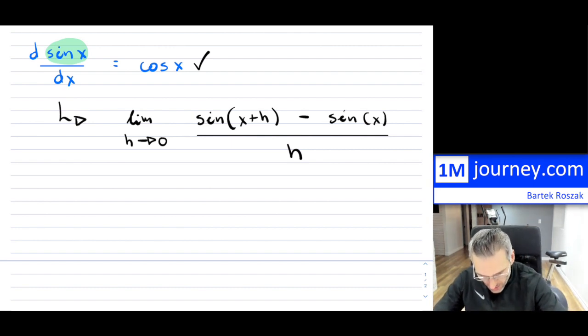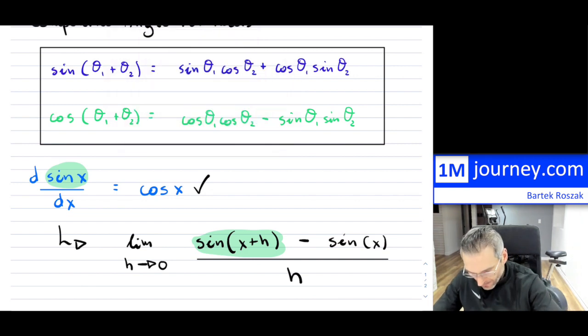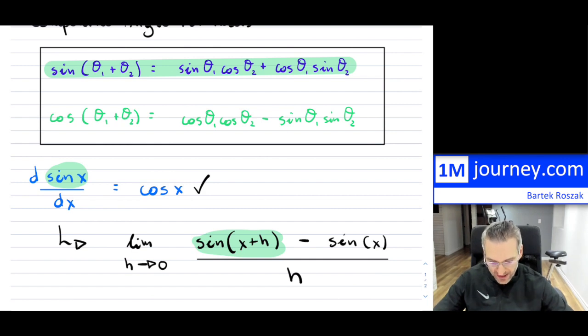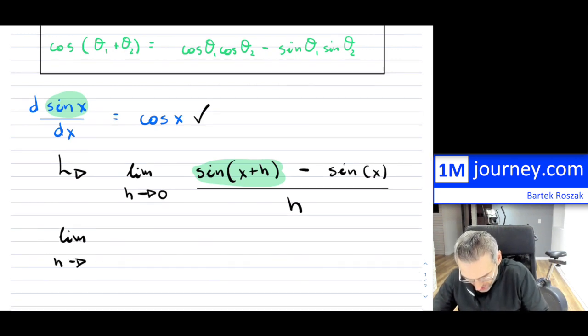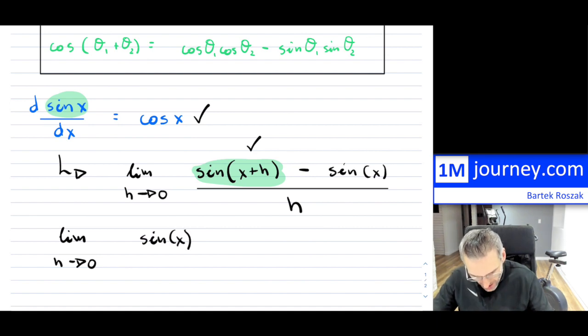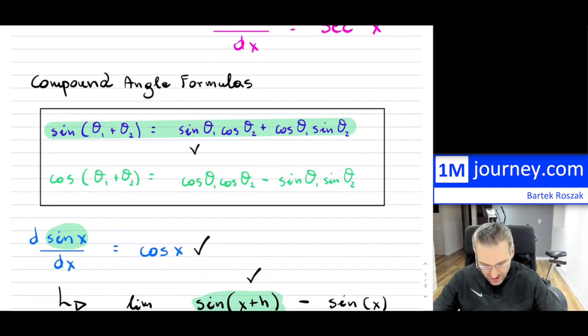First of all, I'm going to use the compound angle formula for this right here. Notice, if I have sine of one angle plus another angle, then I can use this compound angle formula to find that out. So I'm going to shift it over here: the limit as h approaches 0 of sine of x multiplied by cos of h, plus sine of h multiplied by cos of x. That's coming from right here. Notice sine, cos, plus cos, sine. That's what I have right there.